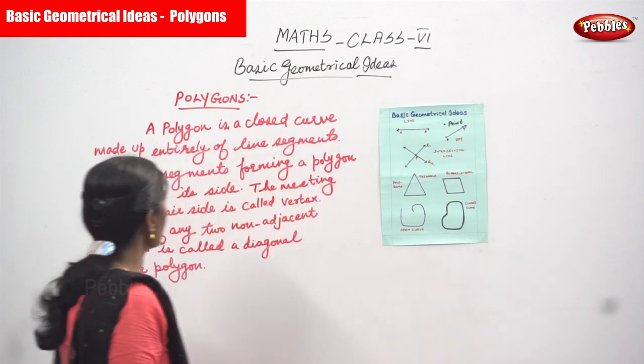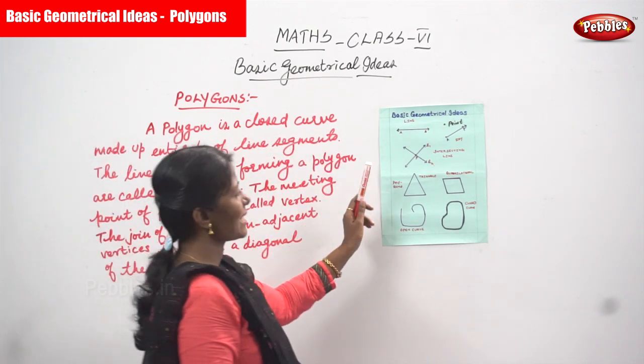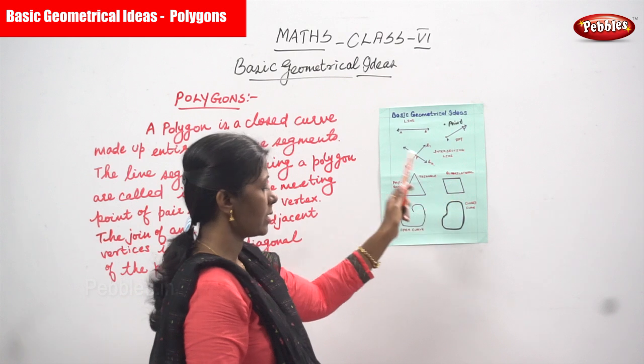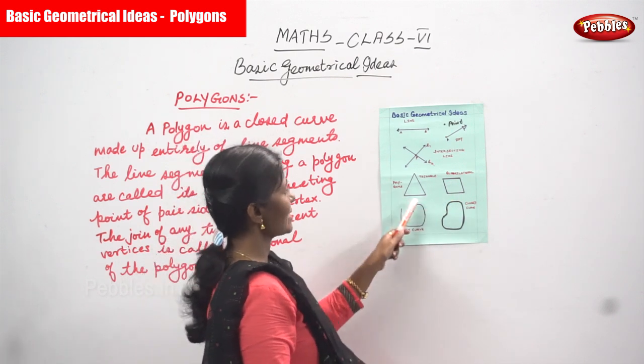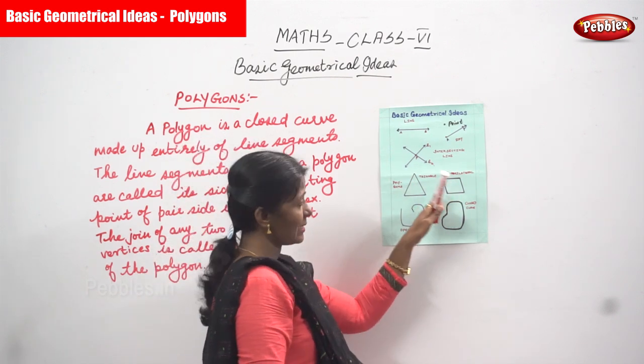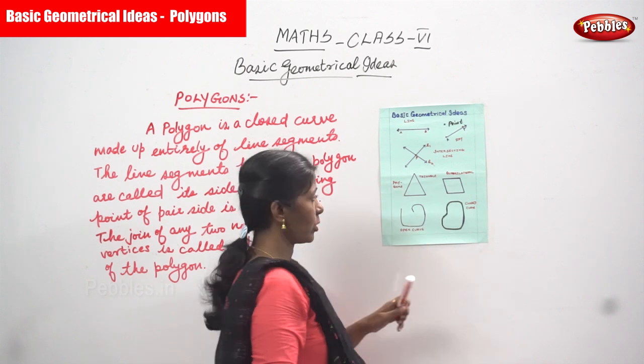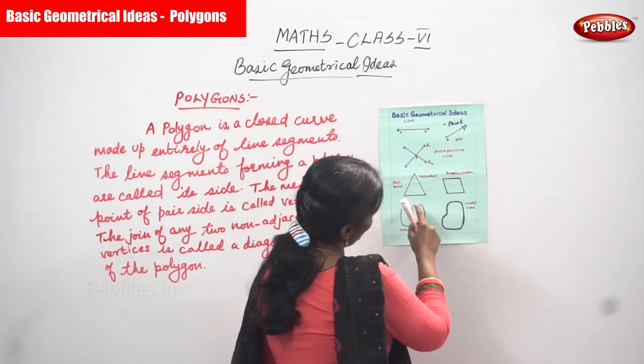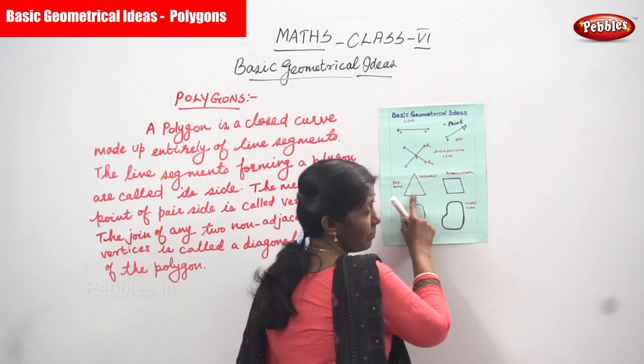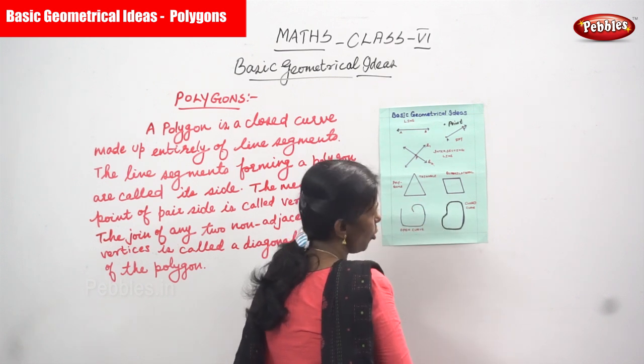Now we are going to see polygons. Examples of polygons are the triangle and the quadrilateral. A triangle has three sides. First we must know the examples, and after that we will give the proper explanation of a polygon. So one example is the triangle and another example is the quadrilateral.